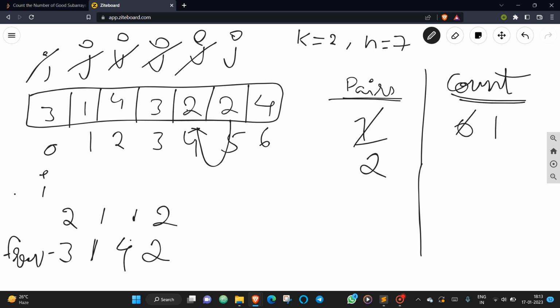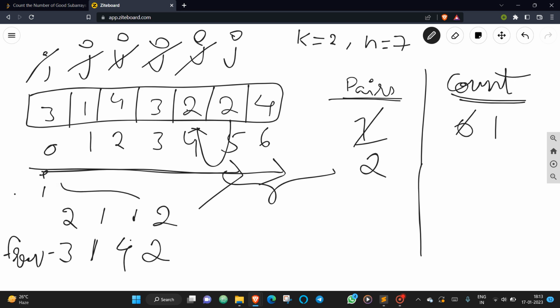Can I say all the subarrays, all the lengths to the right side of it, are good subarrays? Because if I'm saying this is one good subarray, can I say whatever elements exist on my right side, if I can extend the window, all those subarrays will be good subarrays, because it is already containing two pairs. Even if I'm extending, it will still satisfy my condition.